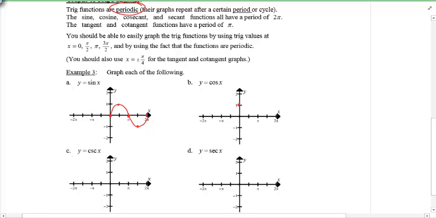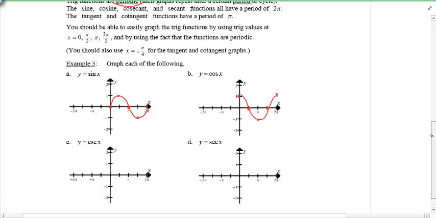Cosine starts at 1, then 0, negative 1, 0, 1. Don't draw a V shape like that. Remember, curvy. We can talk about concavity if you wanted to.